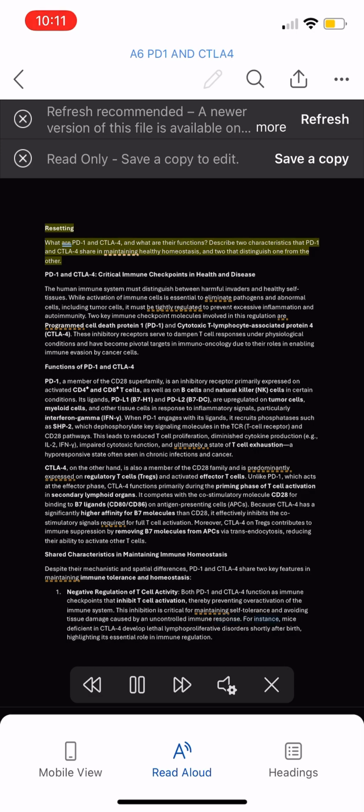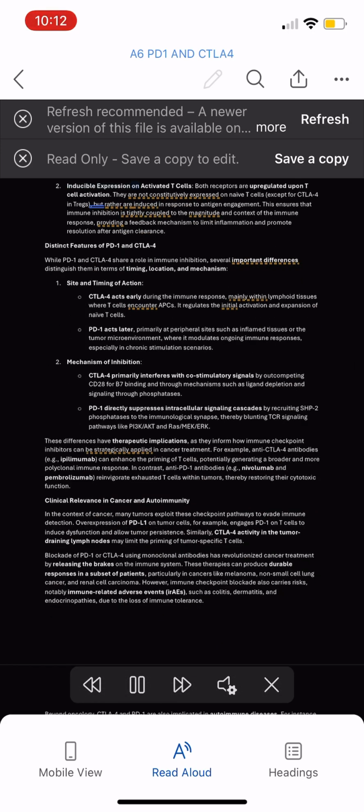For instance, mice deficient in CTLA4 develop lethal lymphoproliferative disorders shortly after birth, highlighting its essential role in immune regulation. Inducible expression on activated T cells. Both receptors are upregulated upon T-cell activation.